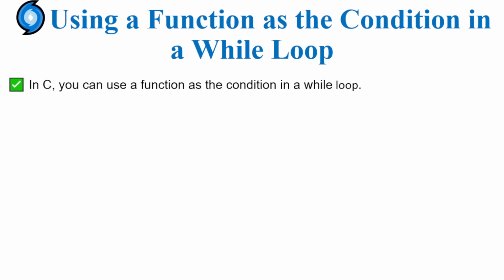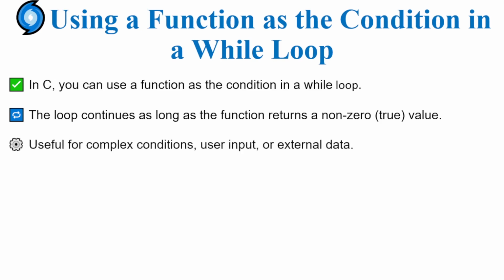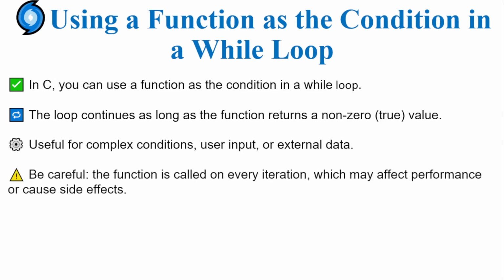Number 10, using a function as the condition in a while loop. In C programming, it is perfectly valid to use a function as the condition in a while loop. As long as the function returns an integer value, the loop continues executing as long as the function returns a non-zero value or true. This is useful when the condition involves complex logic, user input, or external data.